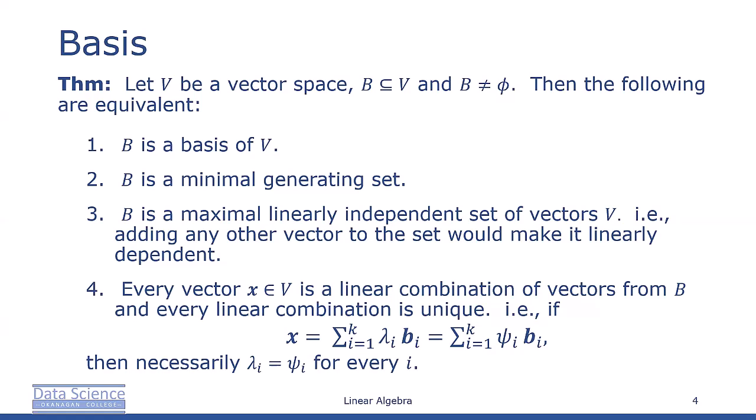Every vector x in V is a linear combination of vectors from B, and every linear combination is unique. That is, if x is equal to the sum of lambda_i b_i, and also equal to the sum of psi_i b_i, then necessarily the lambda_i's and the psi_i's have to be equal for every i.